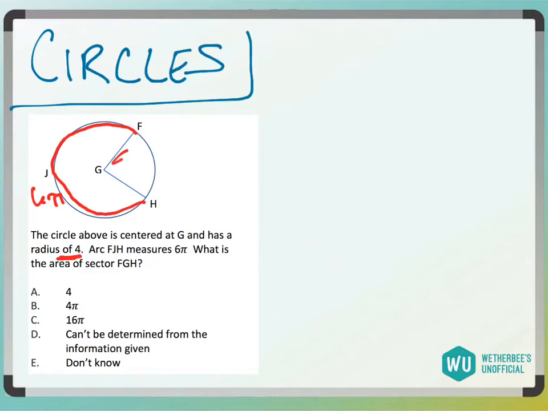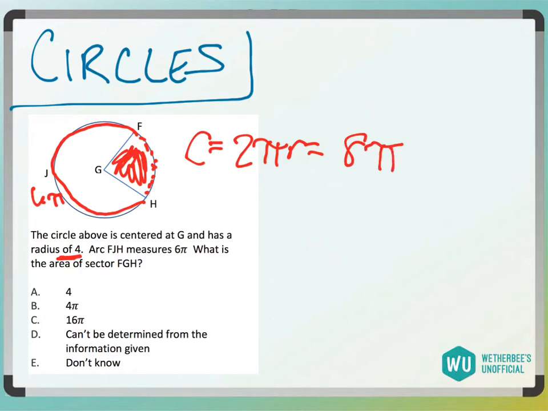What we want to know is the area of this sector right here. If we can figure out this arc, then we can set up a proportion. We know the radius is 4, so let's find the circumference and the area. The circumference is 2 pi r, so 2 pi times 4 is 8 pi. The area is pi times r squared, so pi times 4 squared, which is 16 pi.